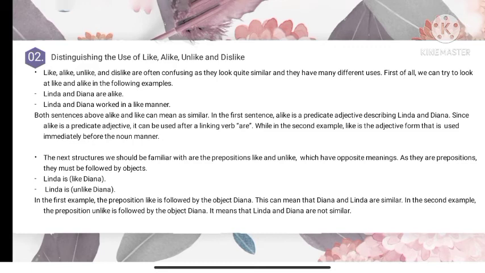The next structures we should be familiar with are the prepositions like and unlike, which have opposite meanings. As they are prepositions, they must be followed by objects. Linda is like Diana. Linda is unlike Diana. In the first example, the preposition like is followed by the object Diana. This can mean that Diana and Linda are similar. In the second example, the preposition unlike is followed by the object Diana. It means that Linda and Diana are not similar.